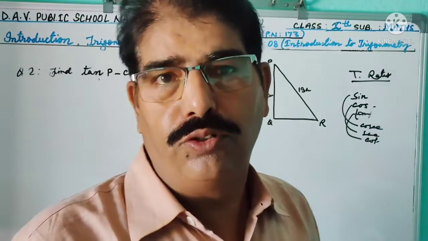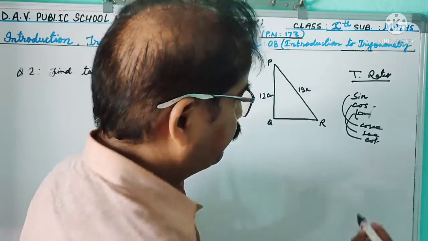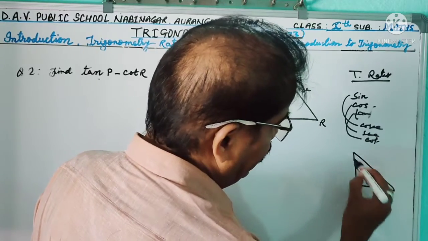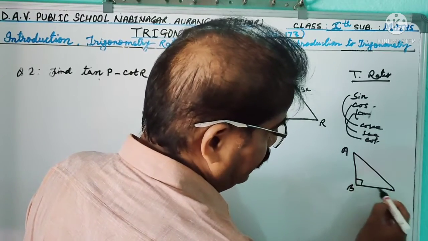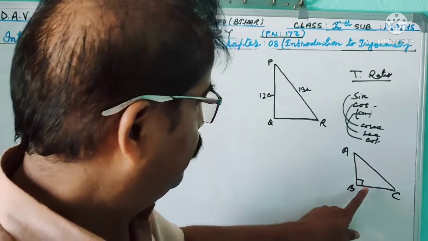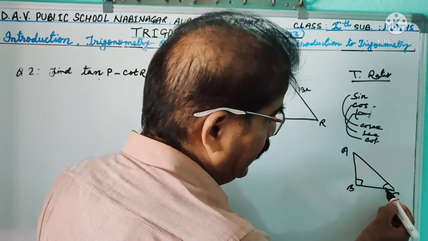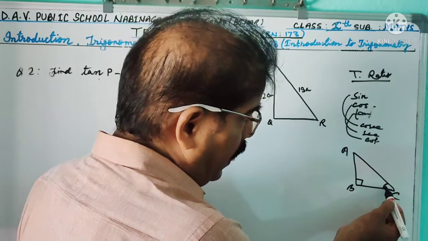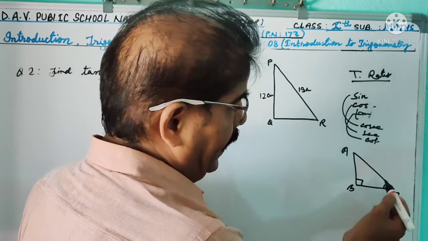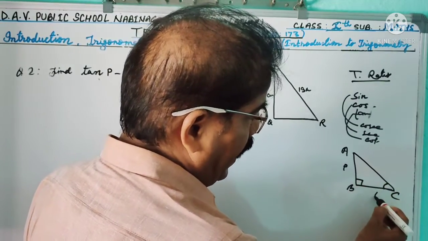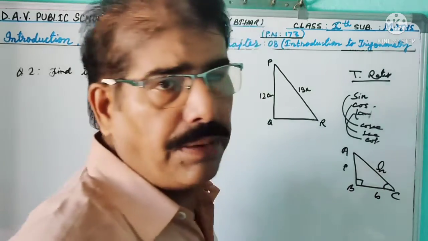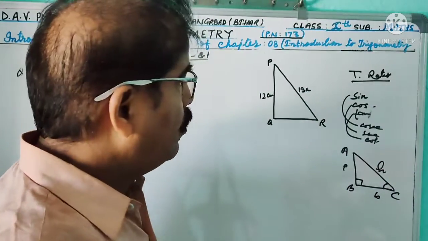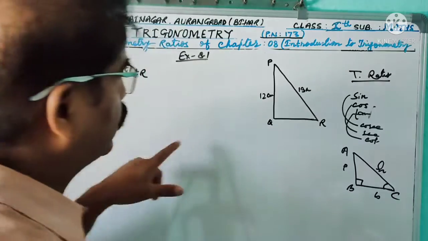So mainly T ratio. And also in right angle triangle ABC, right angle at B, the side opposite to angle A is AB. So this is perpendicular and this is base and this is hypotenuse. So now I am going to start exercise 8.1 with question number 1.